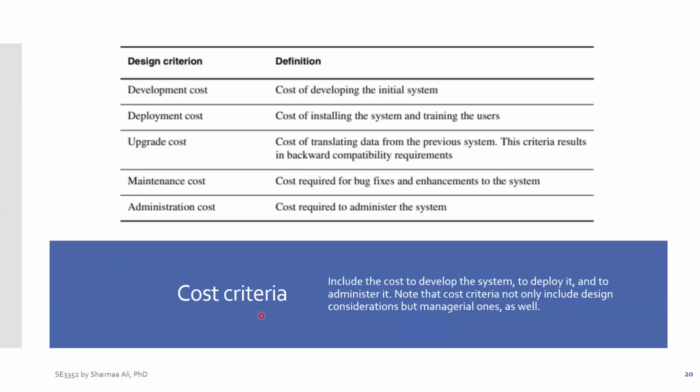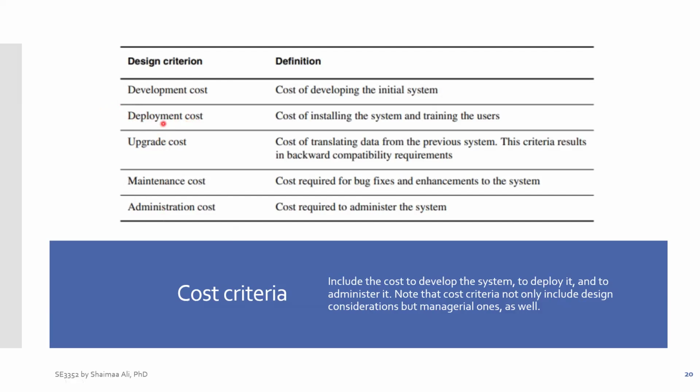All right, now the cost criteria, obviously, how much money you are willing to put in each of these categories will determine how you are going to develop the system. Okay, so for example, the deployment is a very obvious example here. How much money you are willing to put in there.